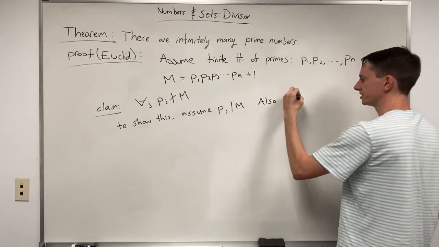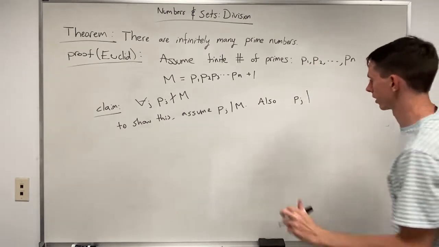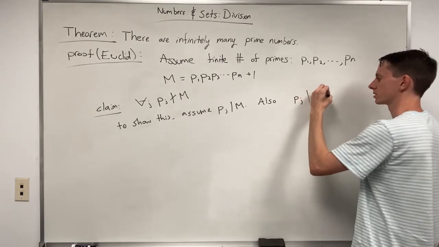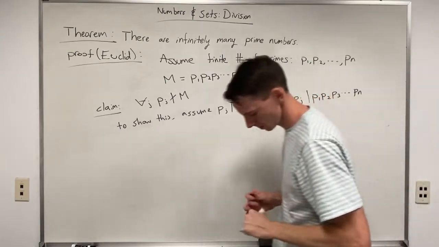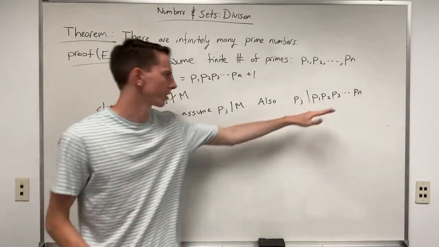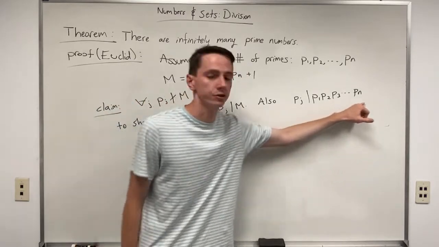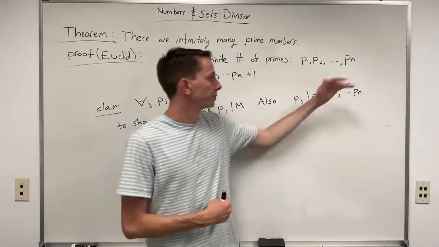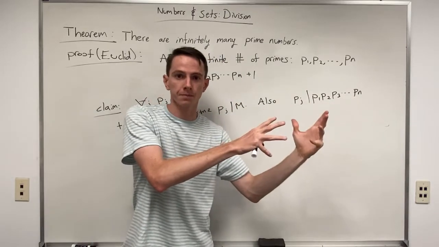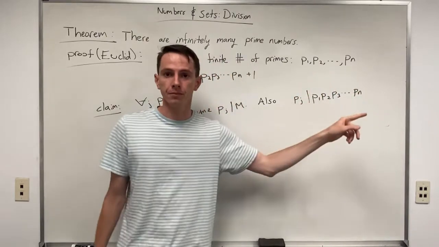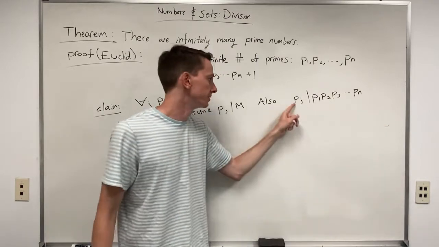We also know that p sub j divides the product of each of these n prime numbers: p sub 1 times p sub 2 times p sub 3 times p sub n. And we know this to be true, right? Hopefully this makes sense, because if this contains all of the prime numbers, it's going to include p sub j somewhere in this product. So we're going to have p sub j multiplied by every other number. In other words, this product is an integer multiple of p sub j.